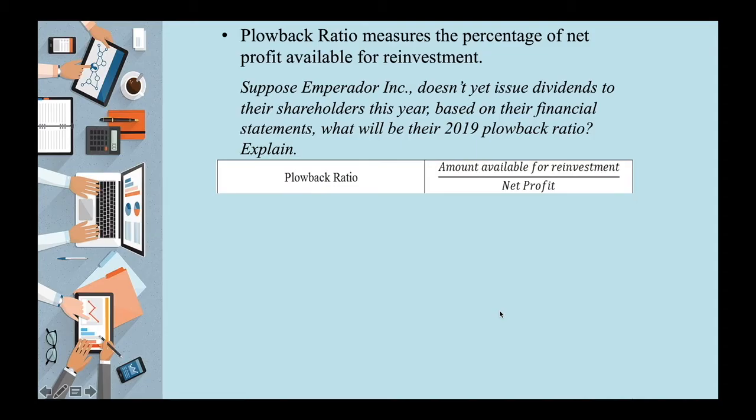Okay. So, the flowback ratio. Ano naman ito, ang flowback ratio? Flowback ratio measures the percentage of net profit available for reinvestment. Gaano karami yung natirang pera na available for reinvestment nila sa mga next na plans nila. So, suppose Emperador Incorporated doesn't yet issue dividends to their shareholders this year. Based on their financial statements, what will be their 2019 flowback ratio?